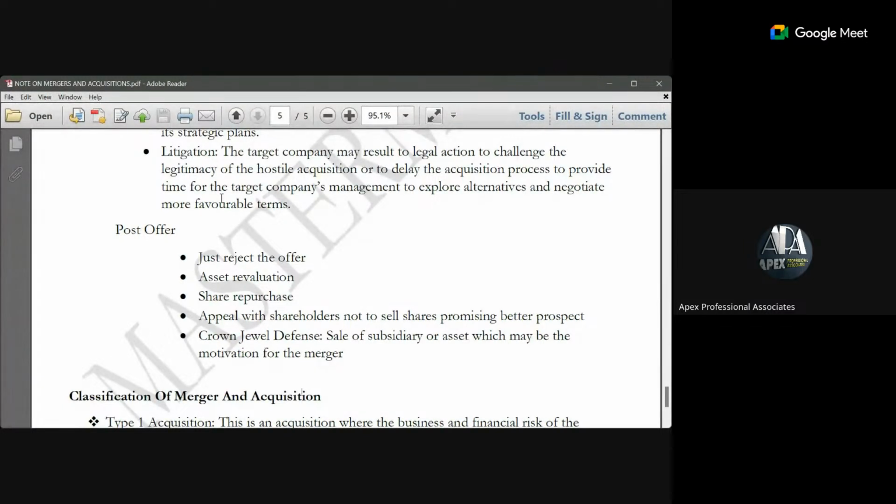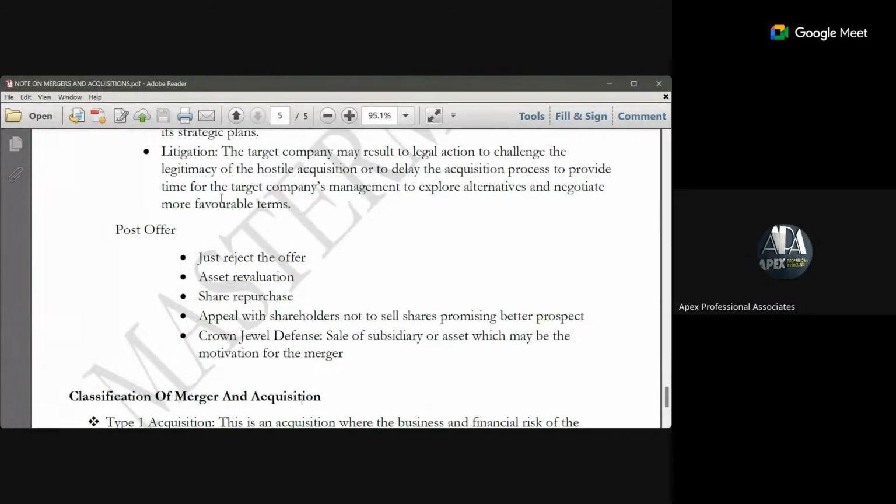One of the things they do is just reject the offer. Once they send the offer, they say, we are not interested in this offer. Please take away your offer. Thank you very much. They reject. Another thing they can do is asset revaluation. When they revalue their assets, of course, the value of their statement of financial position increases, such that the acquirer will have to revalue the business again. So it makes it expensive. It makes it costly for the acquiring company to consider the target company.